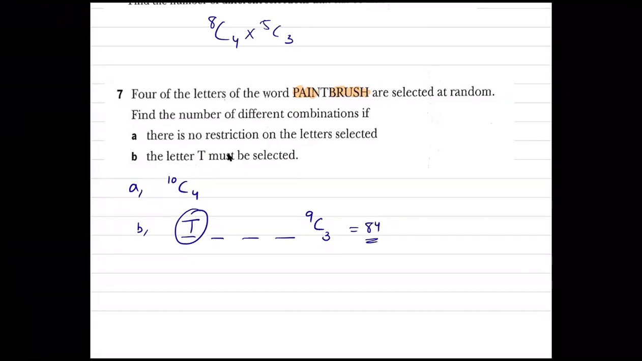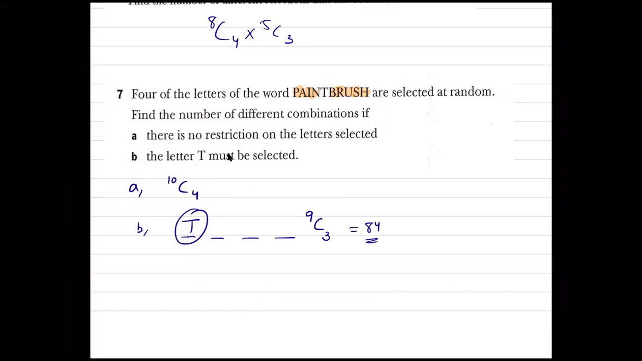For T, what would be right? Would it be 1C1? You don't need to write anything. Basically, I'm just picking up a T and bringing it along in my collection. So I need to collect 4 letters out of these 10. I just have pre-selected this T letter. It's already being selected, so you are not choosing it. It's already on board. You don't need to select anything.